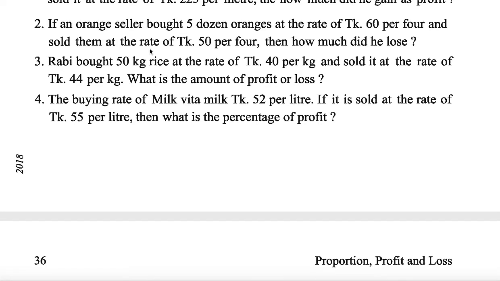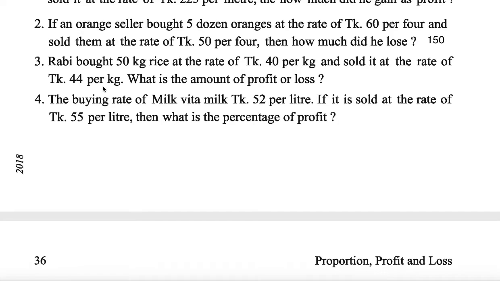Second problem: if an orange seller bought 5 dozens of orange at the rate of 60 per 4, and sold them at the rate of 50 per 4, then how much did he lose? Per 4 he lost only 10 taka. Per dozen that becomes 30. 30 into 5, 5 dozens are there, 150 taka is the total loss.